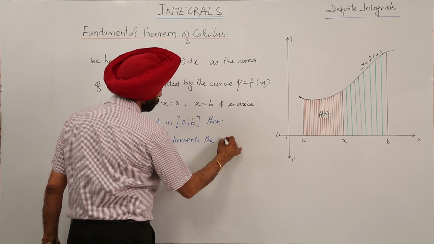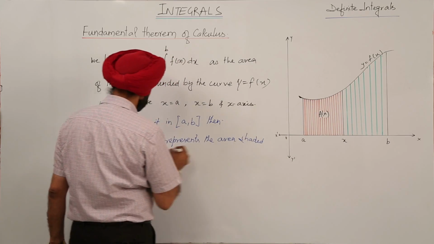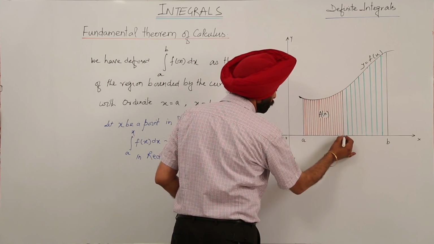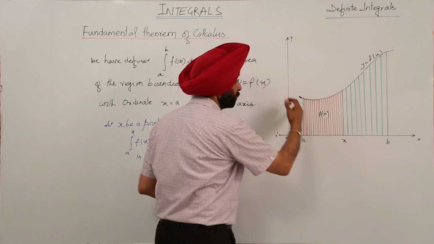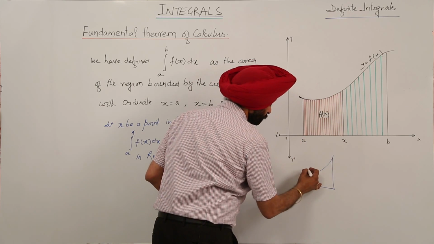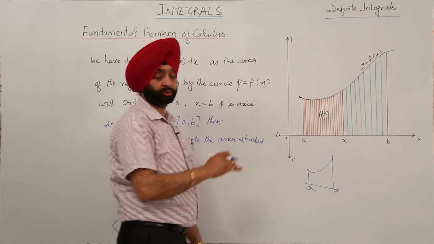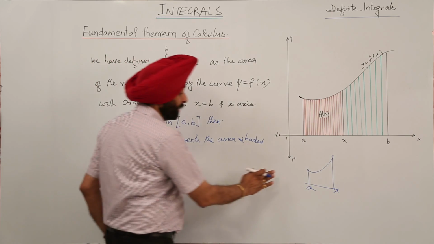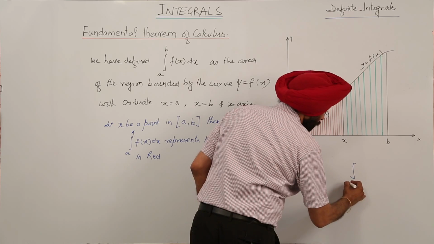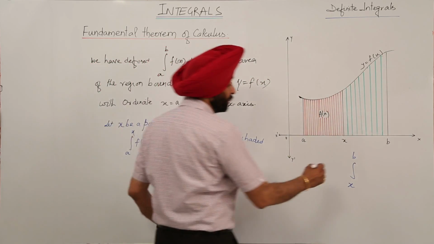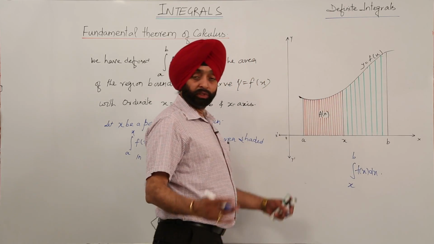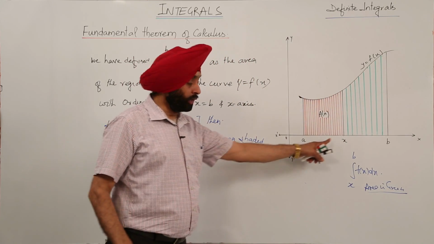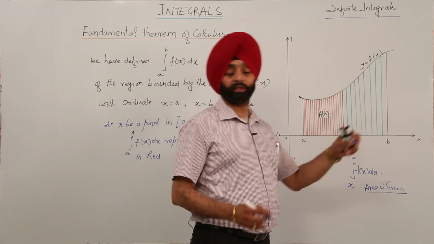The integral from a to x of f(x) dx represents the area shaded in red. It represents the part starting from here up to here, where this is a, this is x, and these are the two points on the curve. So the integral from a to x of f(x) dx represents the area shaded in red, and if I write the integral from x to b of f(x) dx, this represents the area in green.